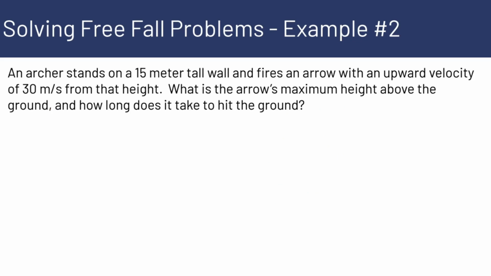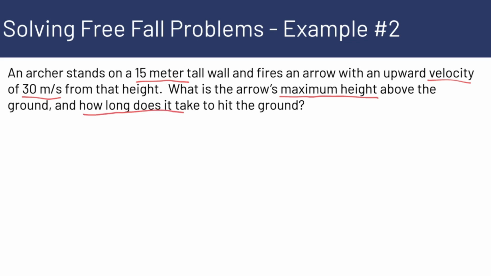Okay, let's look at problem number 2. An archer stands on a 15-meter tall wall and fires an arrow with an upward velocity of 30 meters per second from that height. What is the arrow's maximum height above the ground, and how long does it take to hit the ground? So how long does it take?